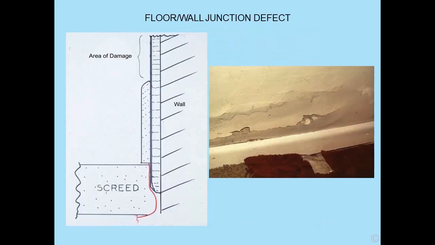Finally, we get a floor wall junction problem. And the problem really exists around the base of the wall. You can see there the bridging of most things. It's not directly related to rising damp, but the water just bridges around there and goes up the wall and tends to cause the area of damage just above the skirting level.